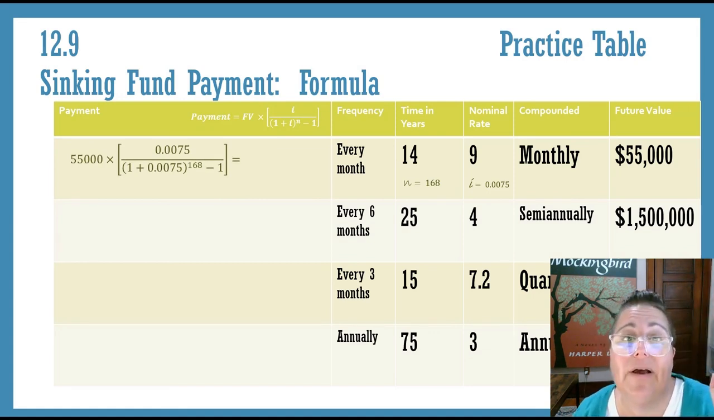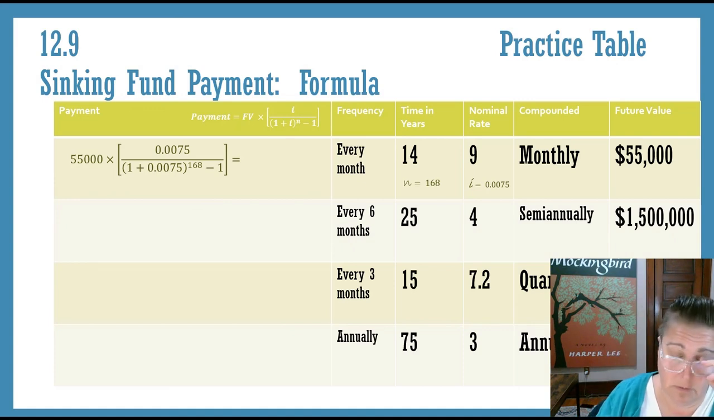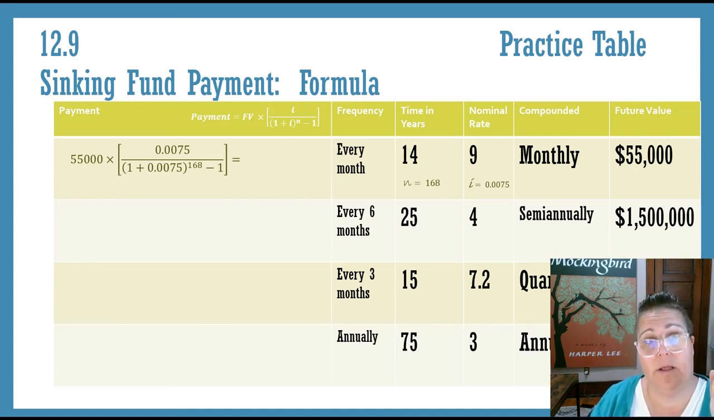If you're doing your order of operations, we're going to do 1 plus 0.0075. Enter. Raised to the 168th power. Enter. Minus 1. Enter. Now, you either need to store that number or you need to write it down on a sheet of paper. All of the digits. Don't skimp. Keep them all.